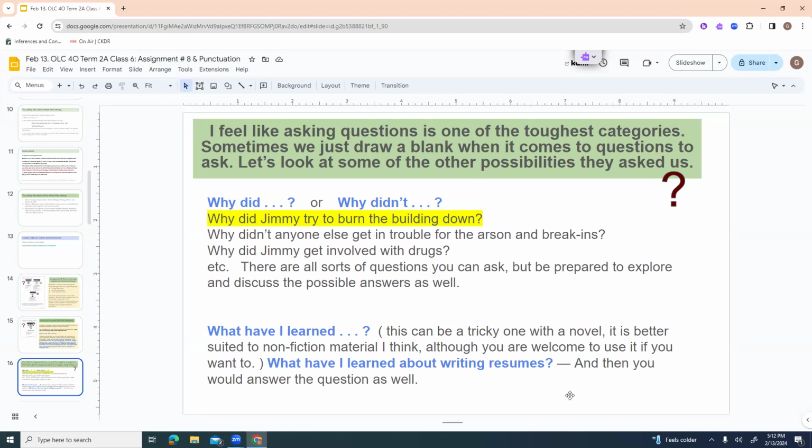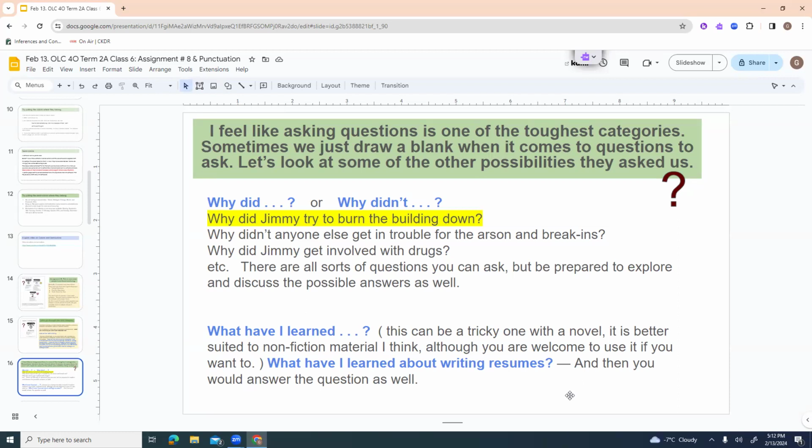Why did Jimmy try to burn the building down? Why didn't anyone else get in trouble for the arson and break-ins? Why did Jimmy get involved with drugs? So there are all sorts of questions you can ask in these categories, but you need to be prepared to explore and discuss the possible answers as well. So why didn't anyone else get in trouble for the arson and the break-ins? Well, the reason is because, right, it does state in the book that one.